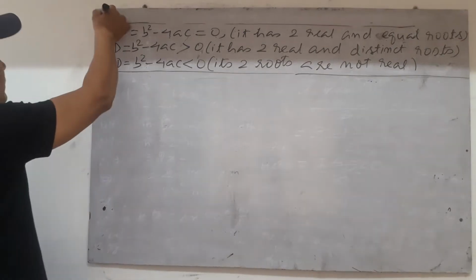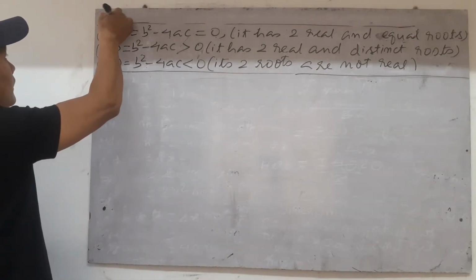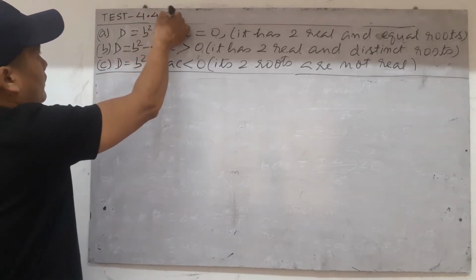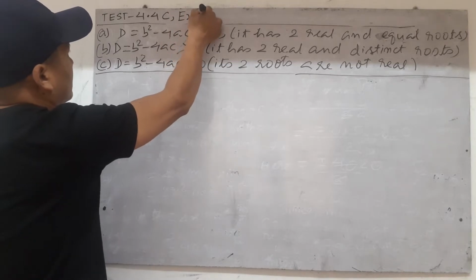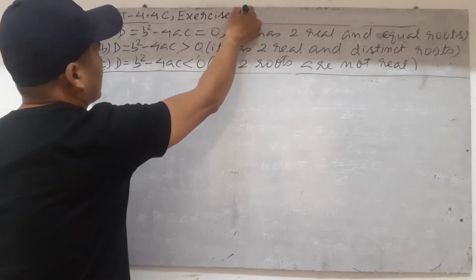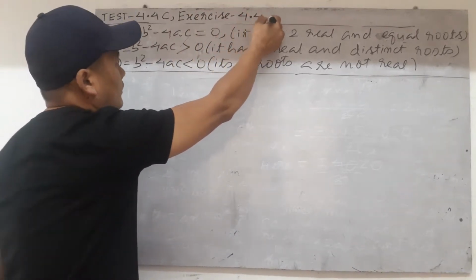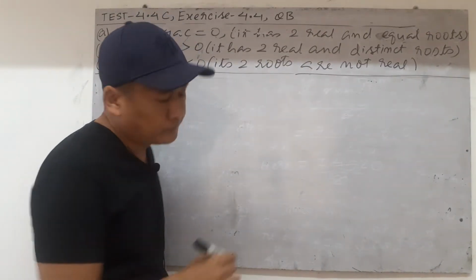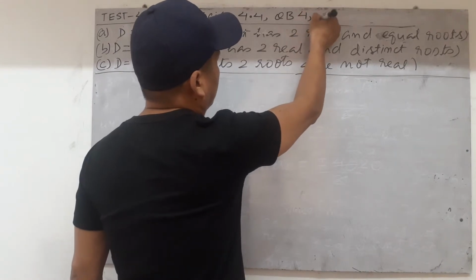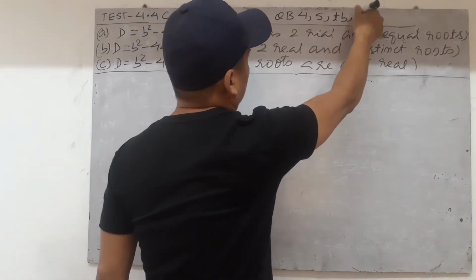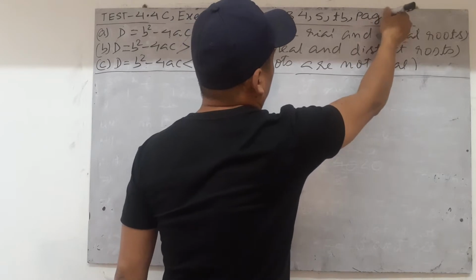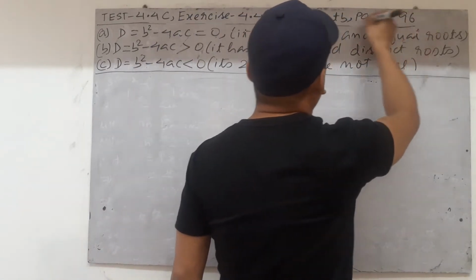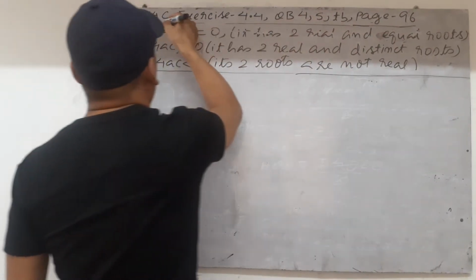Okay, so the next test, you read along with me. Your test, 4.4C under exercise 4.4, question B, 4 and 5. We'll find this in the textbook, page 96. Okay, so write it down as I've written here.